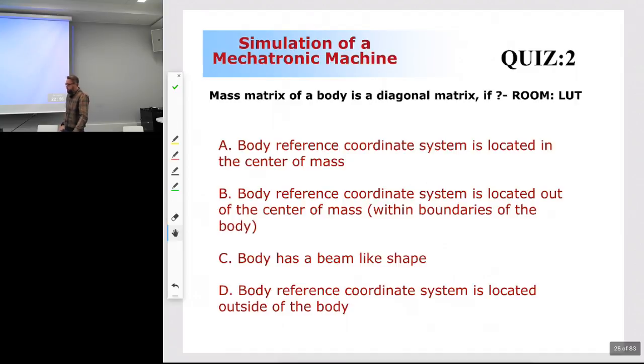Now, my second in-class quiz is this. The mass matrix of a body is a diagonal matrix if the body reference coordinate system is located in the center of the mass. My first option: the body reference coordinate system is located out of the center of the mass, but within the boundaries of the body. Body has a beam-like shape. Body reference coordinate system is located outside of the body.